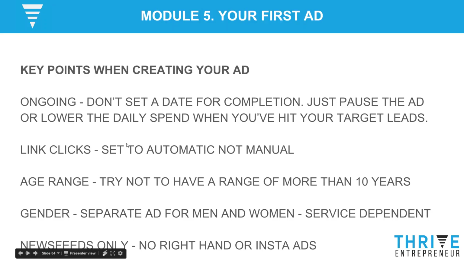Link clicks, so set them to automatic, not manual. I'll show you all the stuff in a second. Age range, one key is try not to have an age range of more than 10 years. This is because the further open your age range becomes, the less specific your niche targeting.